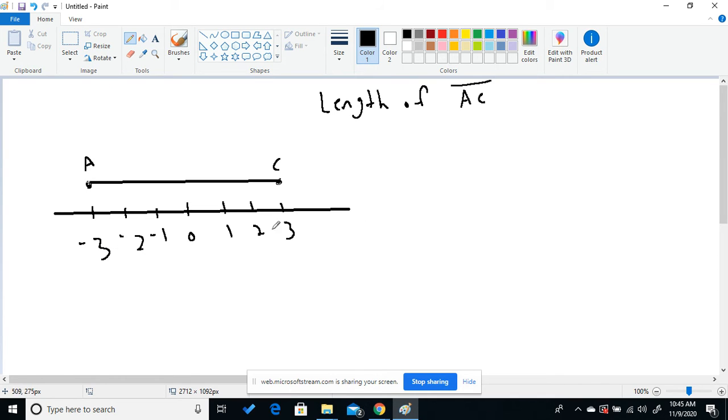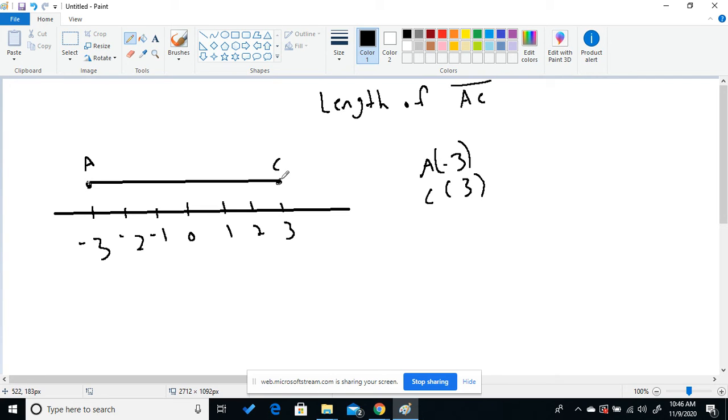And we've all seen number lines before. You start at 0. Everything to the right's positive. Everything to the left's negative. Each thing is 1 unit apart if you're doing whole numbers. So we know that line segment AC, point A is at -3. Okay. And point C is at +3.